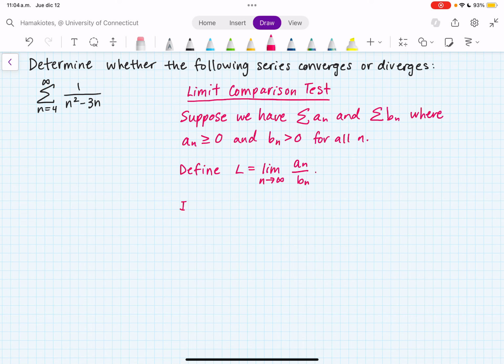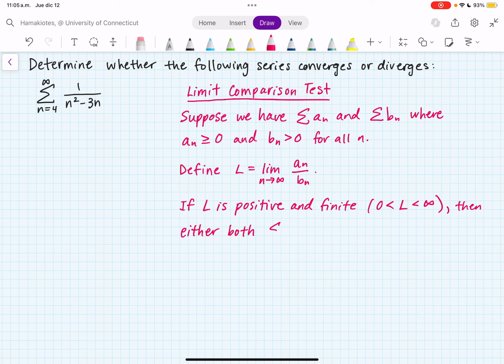Now, depending on what happens to L, we know whether this series converges or not. So if L is positive and finite, so mathematically, what does that look like? That means L is positive, so it's greater than 0, and L is finite, so it's less than infinity. Then either both the sum of the an and the sum of the bn converge, or they both diverge.